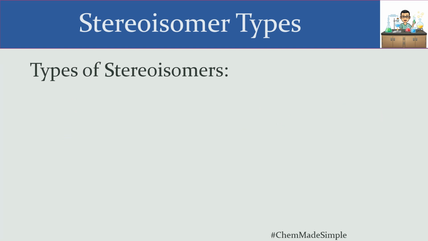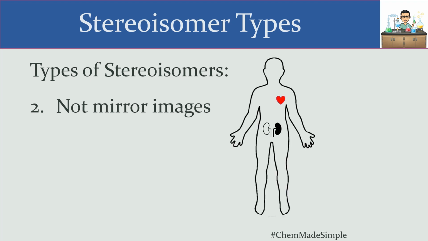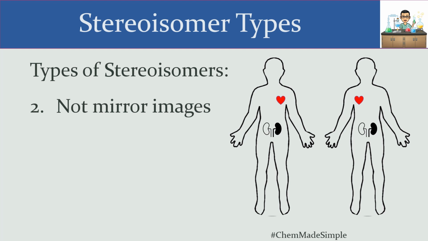Another type of stereoisomer is ones that are not mirror images of each other. Back to what we were saying earlier about these two beings: what if I had another being that, instead of the heart being on the left, has it on the right? So those are flipped. But the kidney on the right is white in both beings, and the kidney on the left is black in both beings.